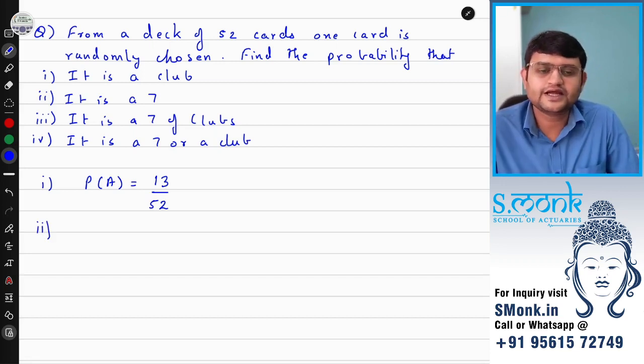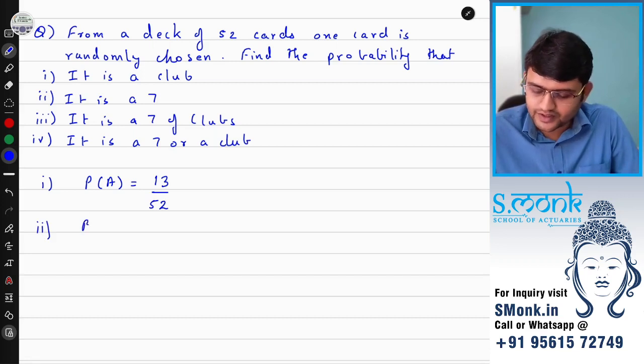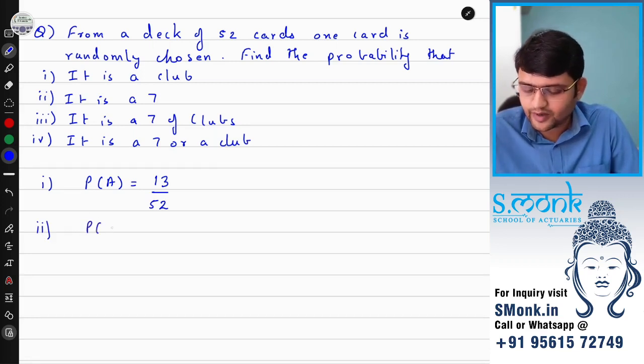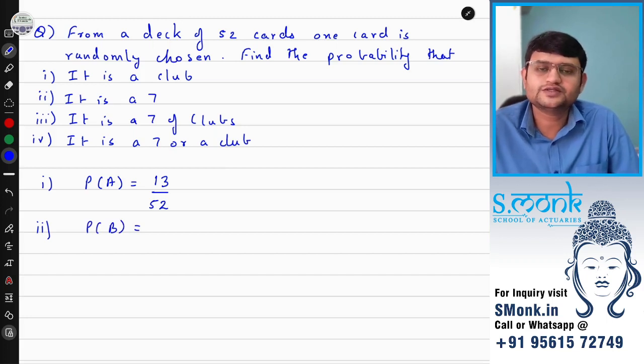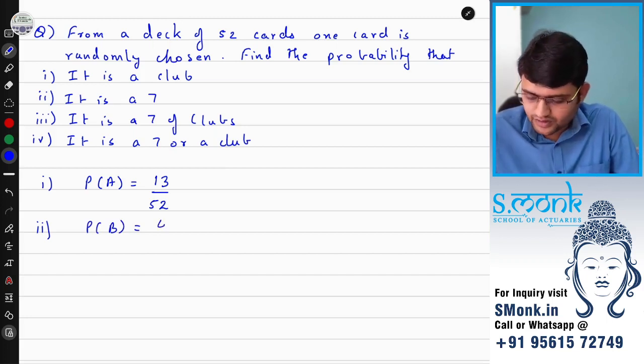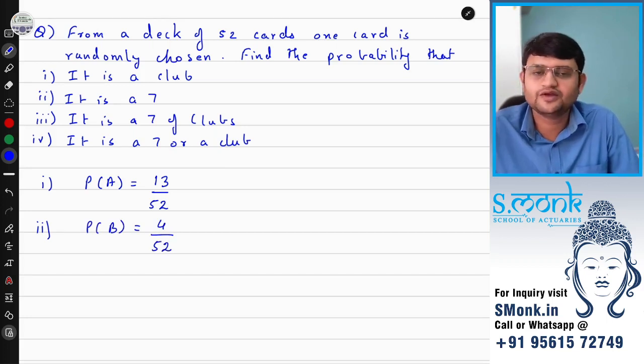For the second, that it is a 7. If I assume it to be B, it's the probability of B. The total number of 7s in the deck is 4 out of 52. Again, I'm leaving it like this. You can simplify it.